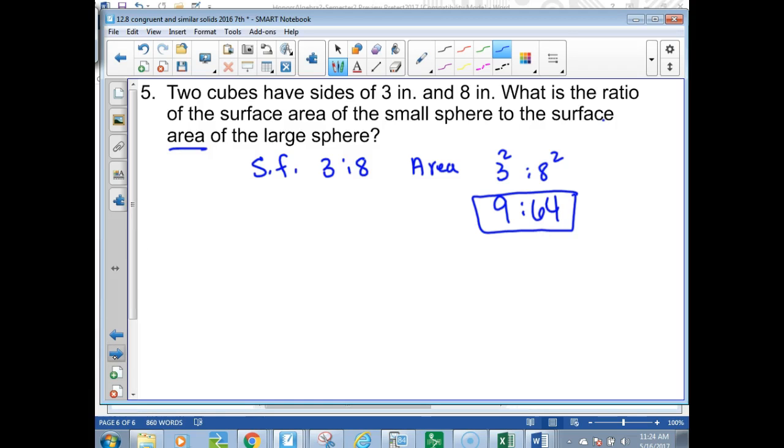These are some of the most commonly missed questions on the final, because people start not paying attention at the end of the year sometimes.